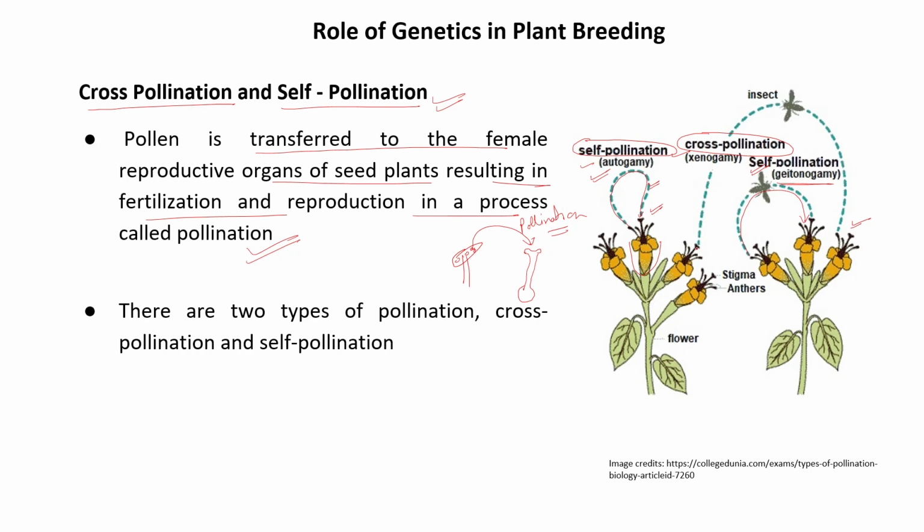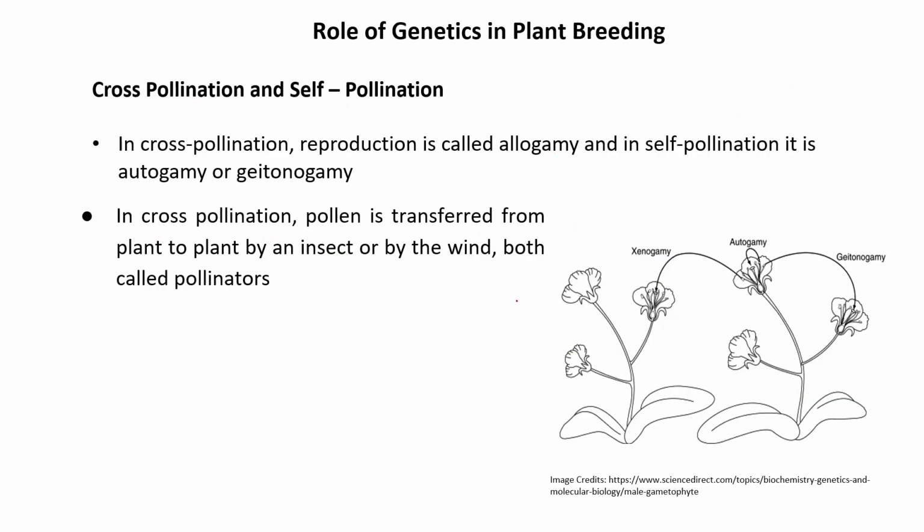Now, when the pollen grain from one flower of one plant is transferred to another flower of the same type on a different plant, then it is called cross-pollination. This is also known as xenogamy. So there are two different types of pollination, cross-pollination and self-pollination. In cross-pollination, the reproduction is called allogamy, and in self-pollination, it is called autogamy or geitonogamy, right?